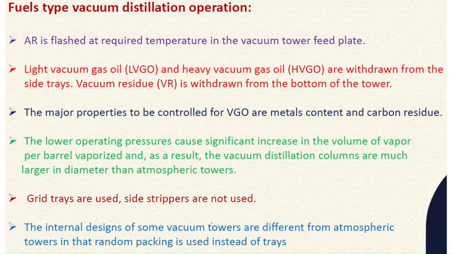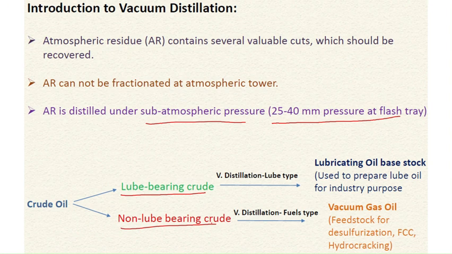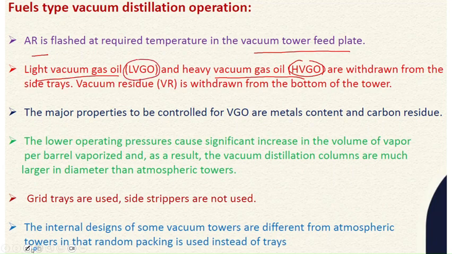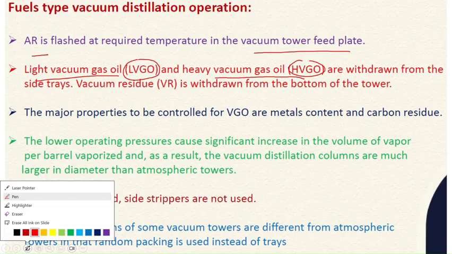Now coming on to fuel type vacuum distillation operation. Fuel type vacuum distillation is basically the production of vacuum gas oil. Vacuum gas oil is also called fuel oil. The atmospheric residue is flashed at the required temperature in the vacuum tower. It is directly flashed into the vacuum tower feed plate, and it produces light vacuum gas oil and heavy vacuum gas oil. HVGO is heavy vacuum gas oil, and LVGO is light vacuum gas oil.